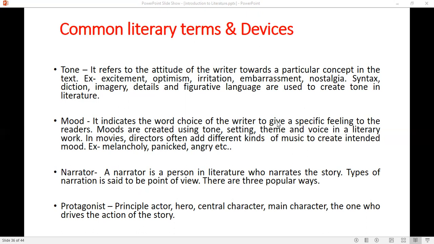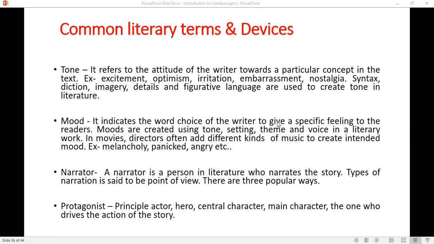For example, if you can recall the poem that we read, you can understand how the writer creates the feeling in the reader's minds.